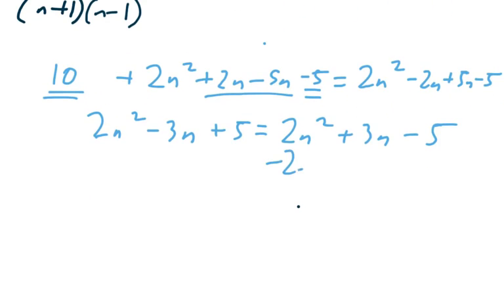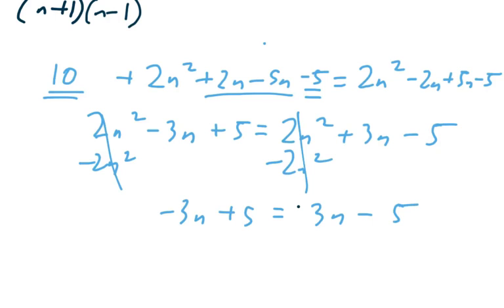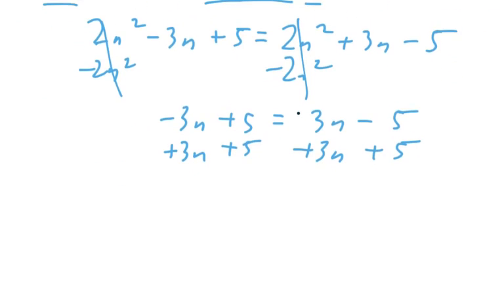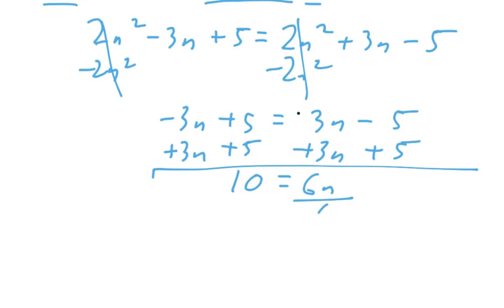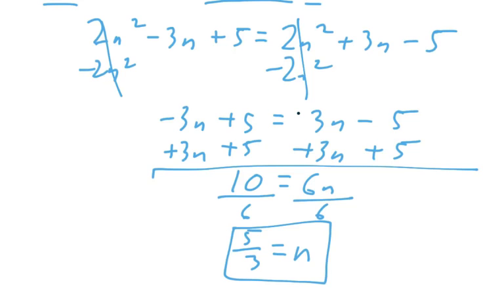When I subtract 2n squared on both sides, since I would try to get everything onto one side, they cancel. And if they don't cancel, then we have to solve the quadratic. But since I no longer have a quadratic, I'm going to get the n's to one side and the numbers to the other side, and we have 6n equals 10. When I divide by 6, I get 5/3 equals n, and we are finished.